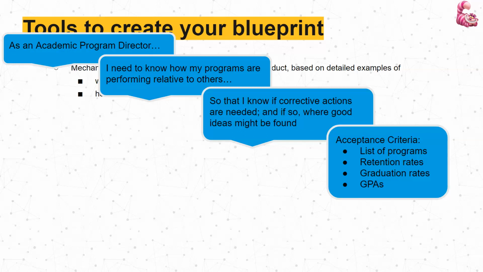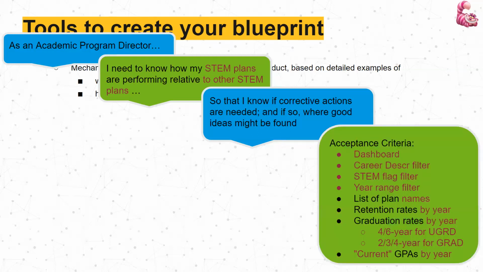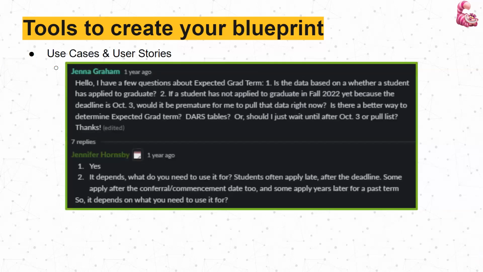If you're thinking through all those questions before, hopefully you have questions about these. They're not very specific. So we changed some things. I need to know how my STEM plans are performing relative to other STEM plans. Get more specific. And then change some of your acceptance criteria to get it more specific so you know exactly what you're supposed to provide. Dashboard, career filter, STEM filter, all of those things. I'm going to skip over reading it out loud.